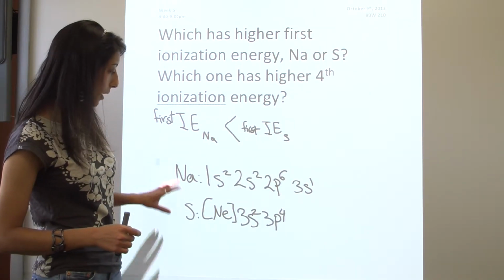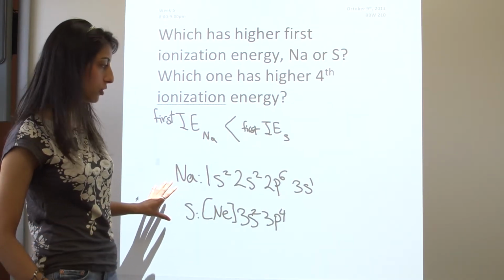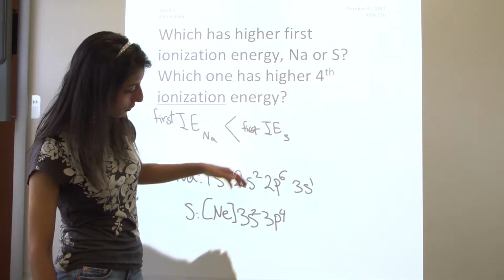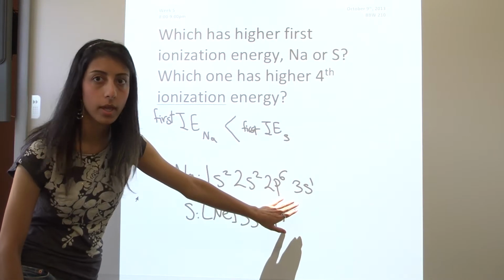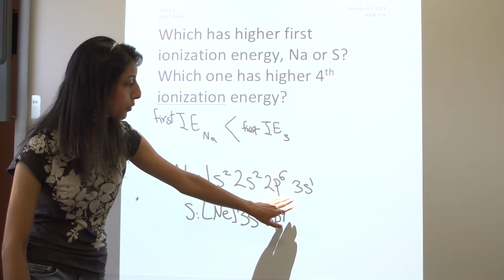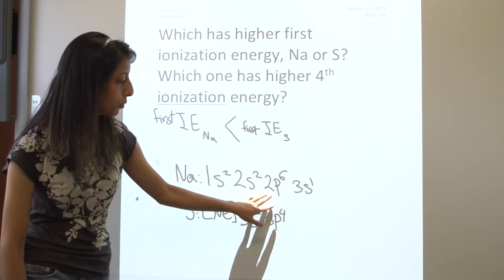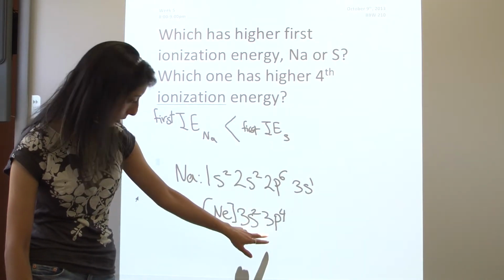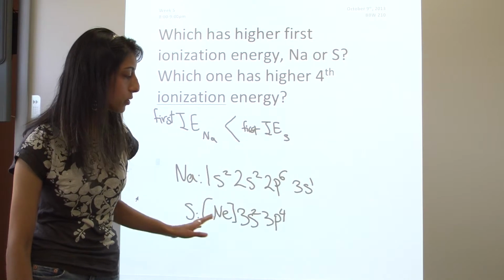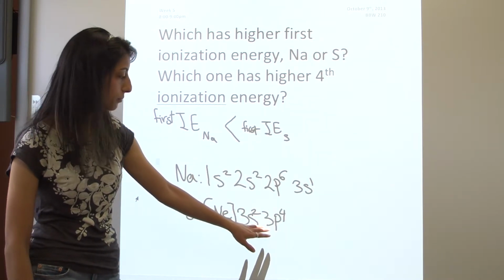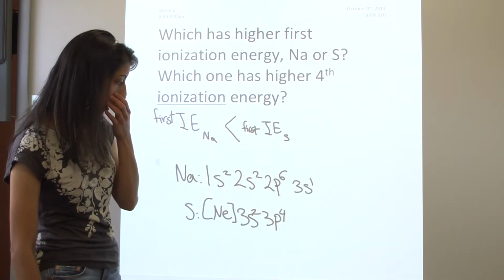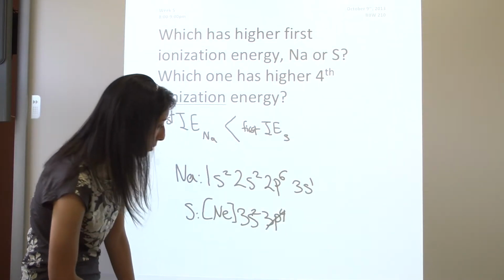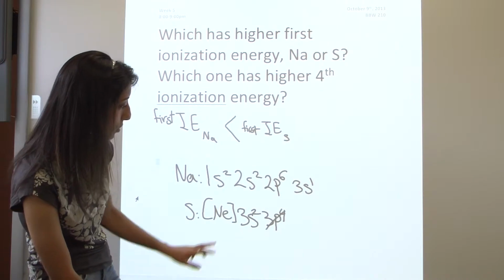So if we are comparing now the fourth ionization energy, we're going to remove 4 electrons. The first electron for sodium is going to come out of this 3s, and the next 3 are going to come out from this 2p. Whereas for sulfur, the first one's going to come from 3p, and the next 3 will also come from 3p. Now if we do that, we actually lose all the electrons in this 3p. So we're just left with our 3s2.